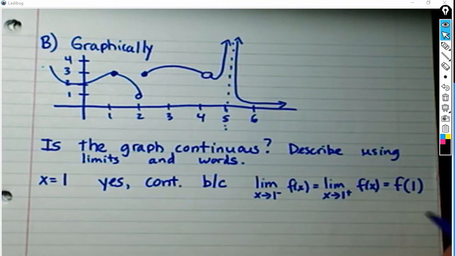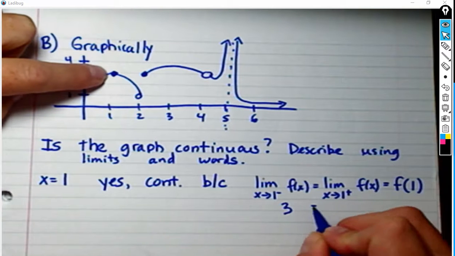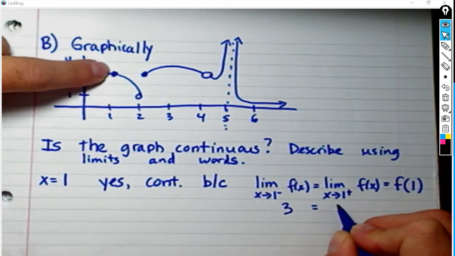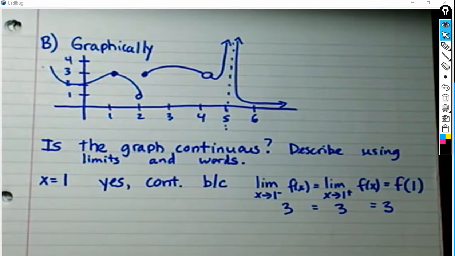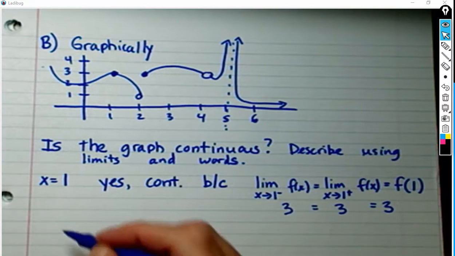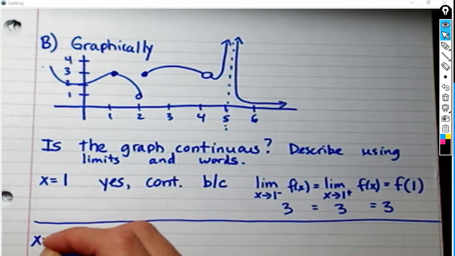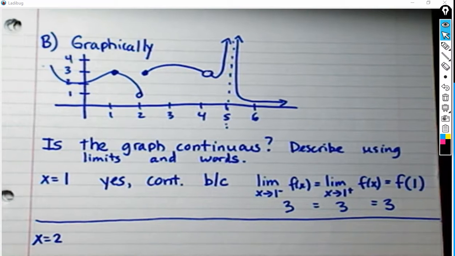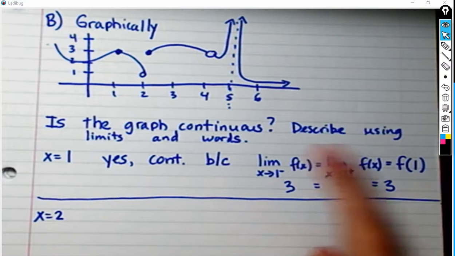All right, so I'm going to evaluate it so you can see this. The limit from the left is 3. The limit from the right is 3. And the point is 3. See that? They're all the same. That is continuity. All 3 of them equal. Okay, x equals 2. Same format. Is it continuous? And why?